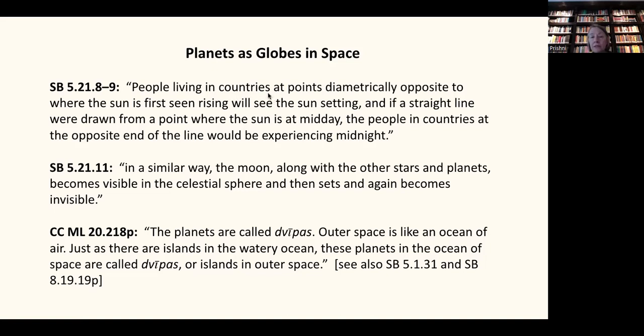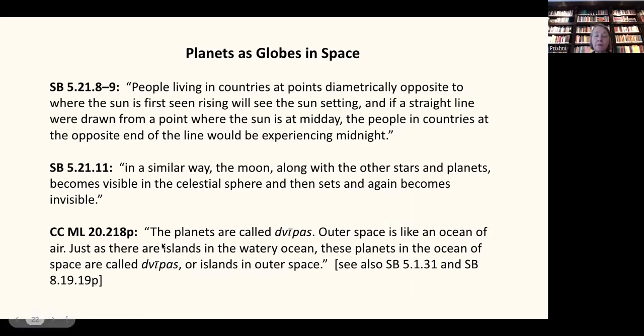People living in countries at points diametrically opposed, which would mean straight through, you just drop a line straight through the middle of the globe, right? Diametrically opposite. So when they see the sun first rising, the diametrical person will see it setting. And if it's midday here, at the opposite side, it'll be midnight. That only works on a globe. So Sadhuputta uses that a lot to show that Srimad Bhagavatam, the narrator here in the description, is clearly aware that the planet is a globe.